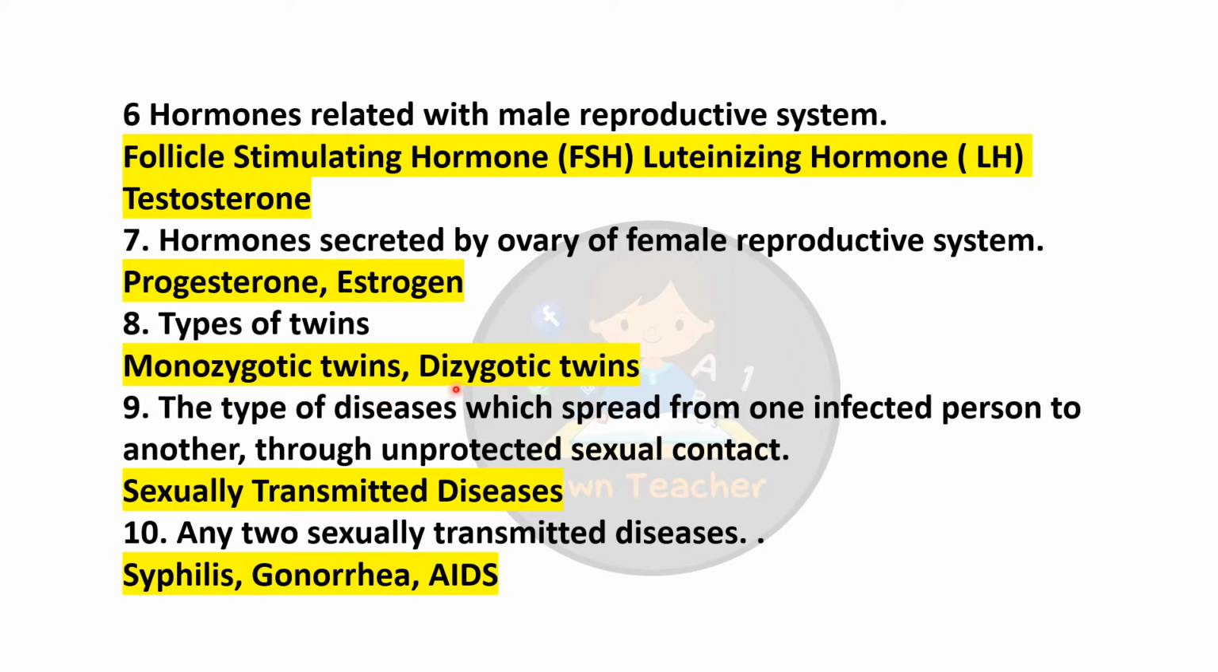8. Types of twins: monozygotic twins, dizygotic twins. 9. The type of disease which spreads from one affected person to another through unprotected sexual contact: sexually transmitted disease. 10. Any two sexually transmitted diseases: syphilis, gonorrhea, AIDS.